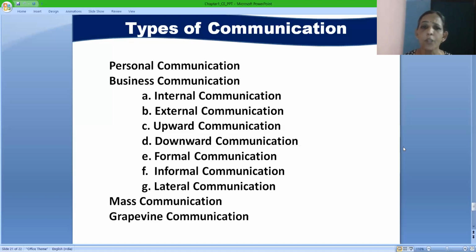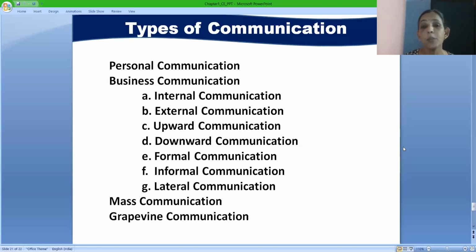When it is from bottom to top, that is called upward communication. Say, for example, a student informs about his problem to his class representative or class monitor. The class monitor then discusses it with the faculty coordinator. The faculty coordinator, if he or she feels that this is a problem which has to be escalated to the head of the department, may inform the head of the department.